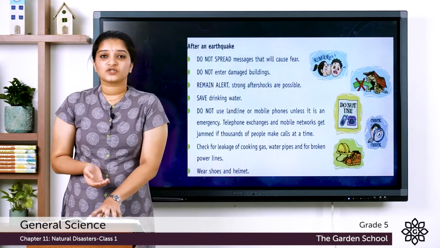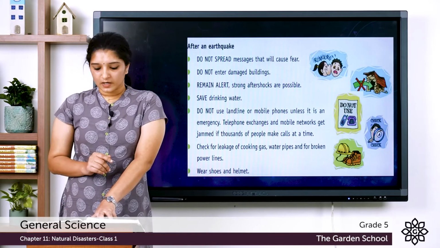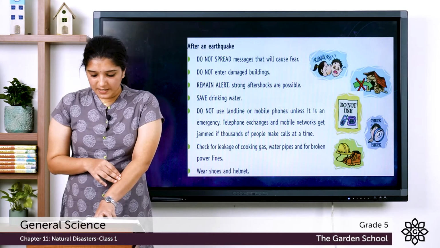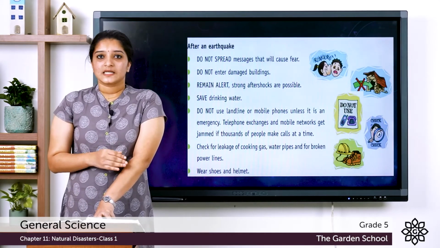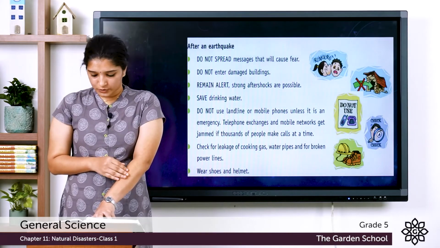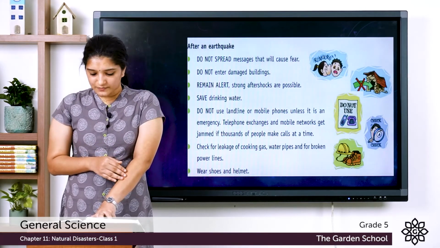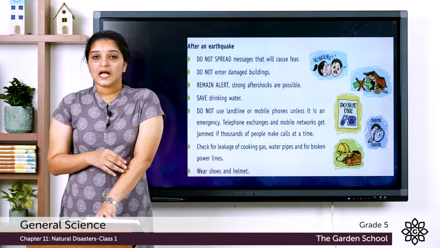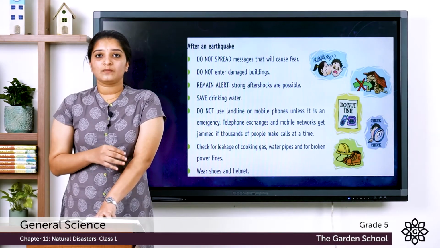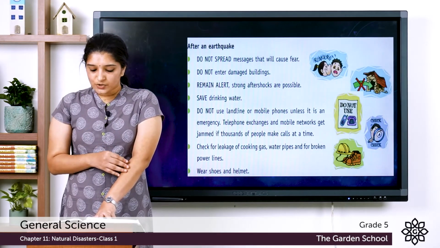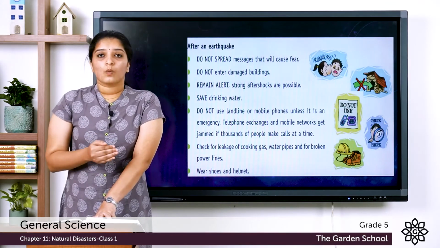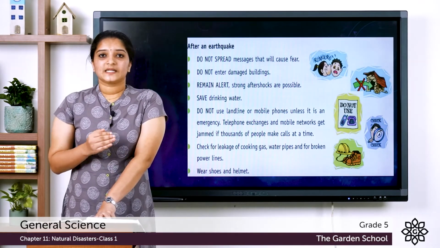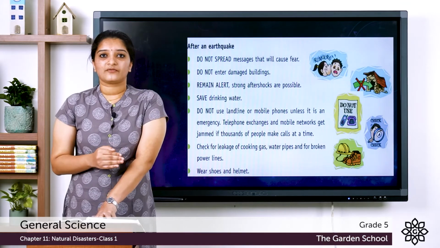Now let's see some of the measures to be taken after an earthquake. So after an earthquake, you should not spread messages that will cause fear. You should not enter damaged buildings. And you have to remain alert since strong aftershocks are possible after an earthquake, and you have to save drinking water. You must not use landline or mobile phones unless it is very necessary, since it may lead to telephone exchanges and mobile networks getting jammed. Next, you have to check for leakages of cooking gases, water pipes and for broken power lines, and you must wear shoes and helmets. These include some of the measures that must be taken after an earthquake.